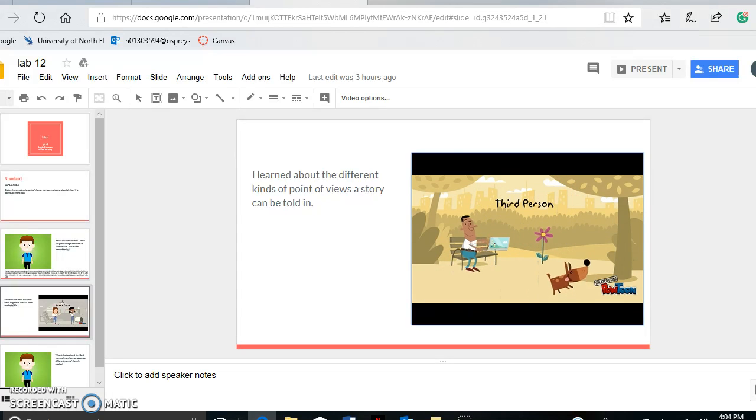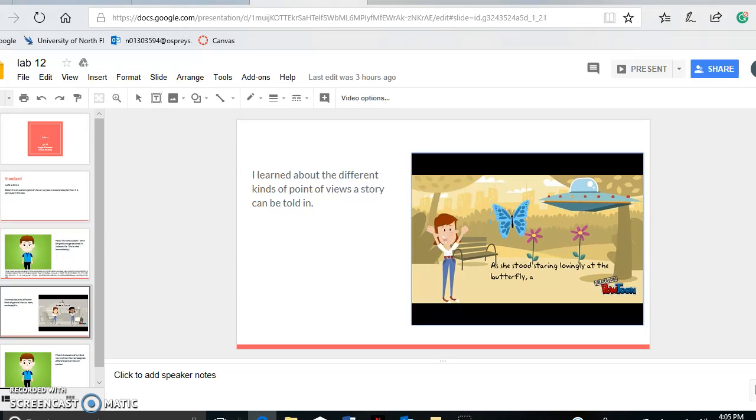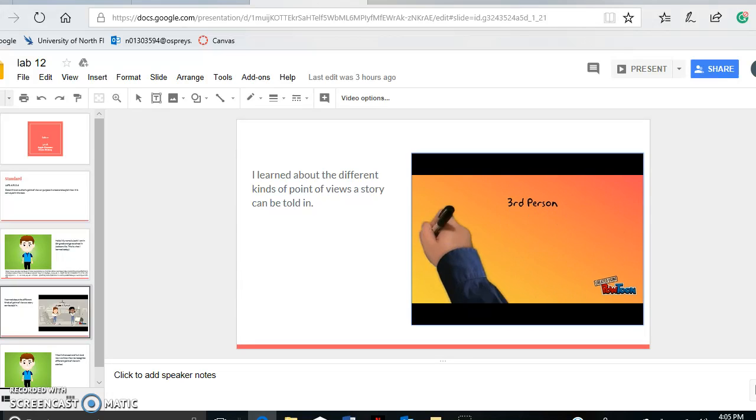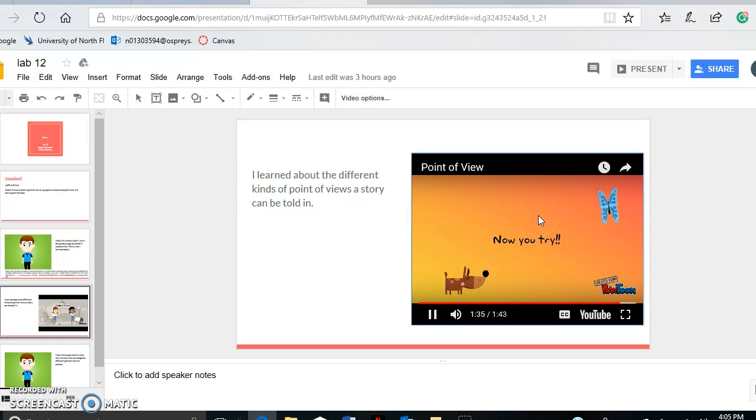Third person point of view is told by a narrator who is not part of the story. Will tells the following story in third person. She stood staring glowingly at the butterfly. UFO appeared out of nowhere and sucked the little creature into a ship. When writing in third person, words such as he, she, it, and they are commonly used. Now you try. Finish the story using first, second, or third person. Be sure to specify which one you use.